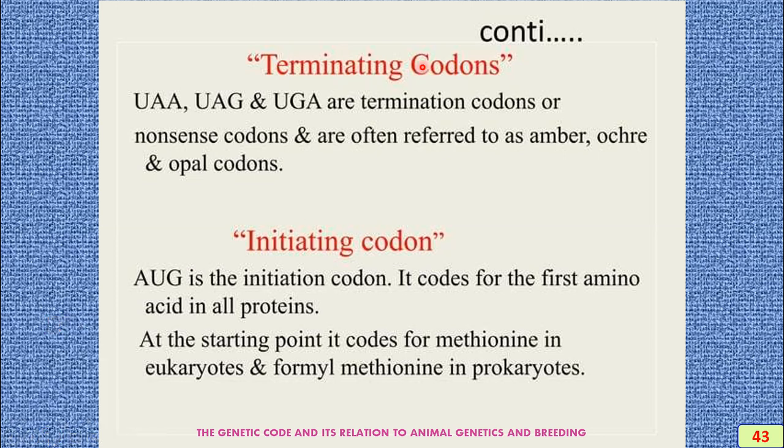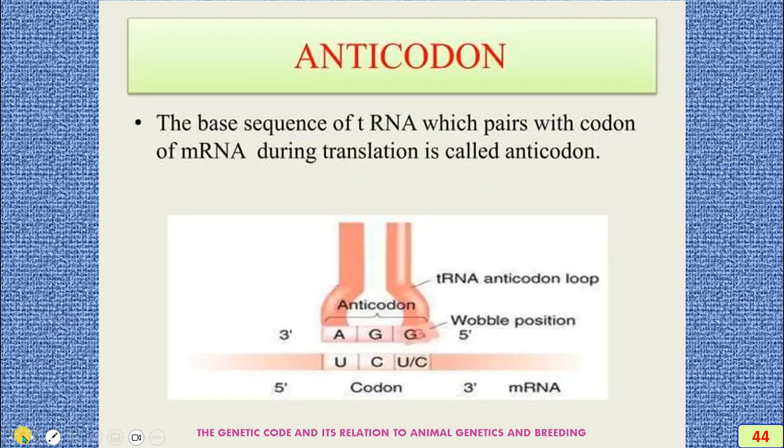Then anticodons: they act in exactly the opposite direction to that of the codon. The sequence of the tRNA which pairs with the codon of the mRNA during translation is called the anticodon. And the tRNA anticodon loop is like this. So it is going to have the wobble position.